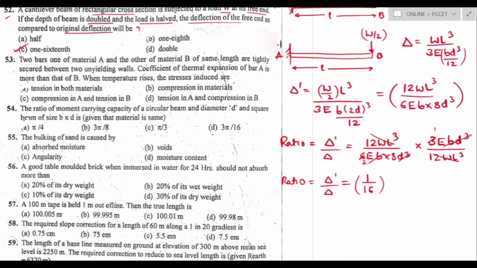Question number 53. Two bars, one of material A and other of material B of same length are tightly secured between two unyielding walls. Coefficient of thermal expansion of bar A is more than that of B. When temperature rises, the stress induced is... Tension will be in both the materials. So option A is the right answer.